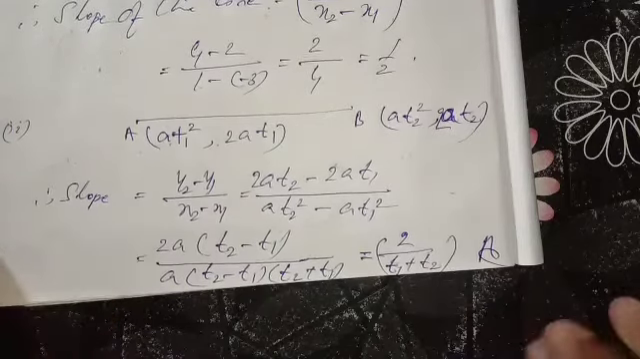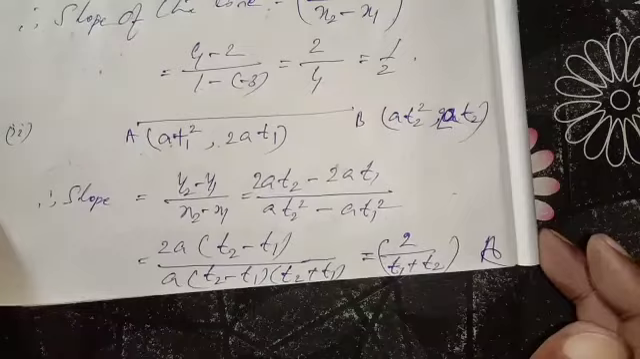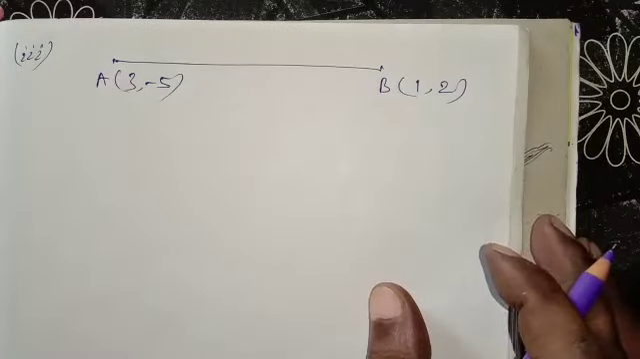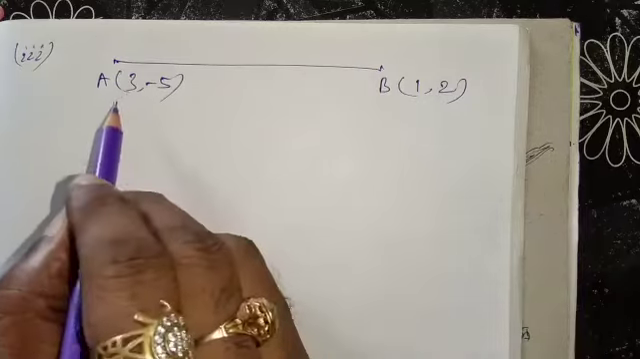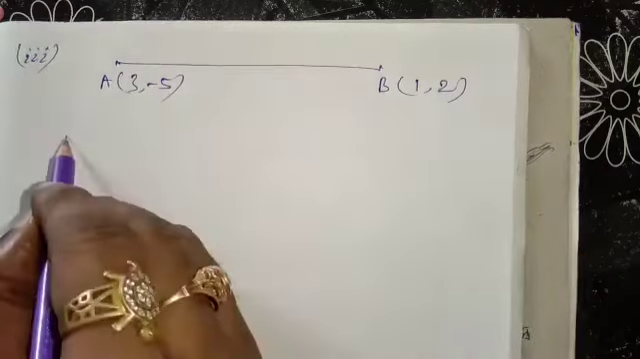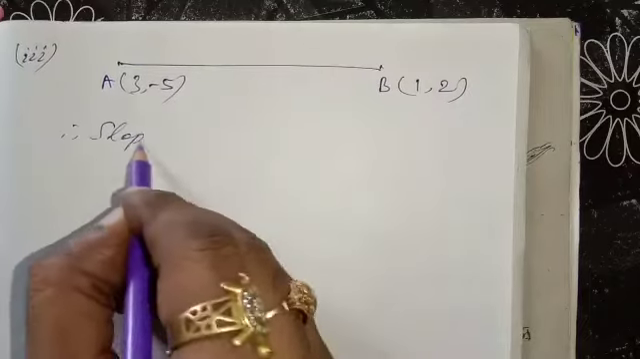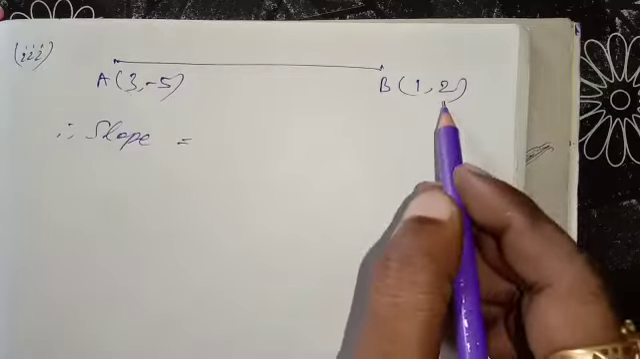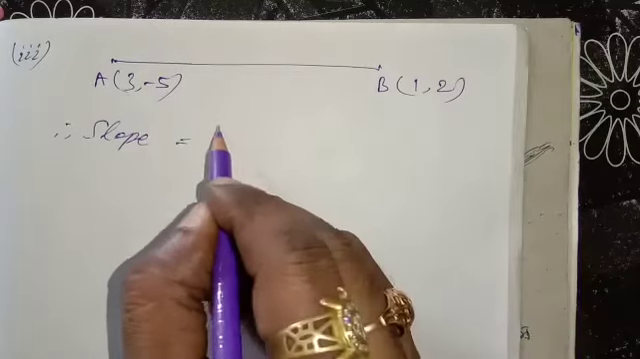This is the slope of the line, 2 by t1 plus t2. Like this it is given, and you have to answer like this also. Let us go to the third part. Coordinates given are A 3, minus 5 and B 1, 2. You have to find out the slope of the line joining the points A 3, minus 5 and B 1, 2.